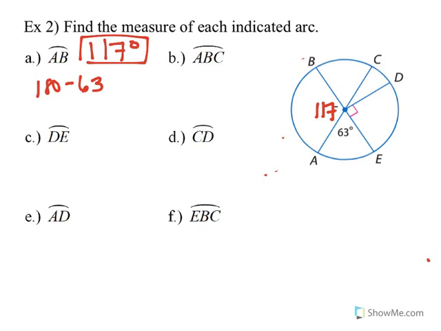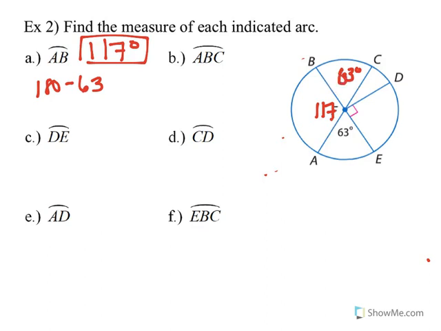Well, I don't know if you guys see this, but angle AFE and angle BFC are vertical. So that means that they have the same measure. Okay, vertical angles are congruent. Fill in anything you can find.